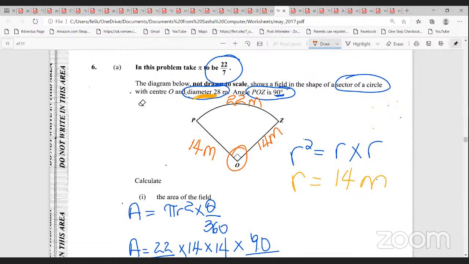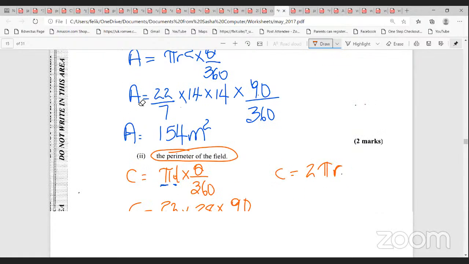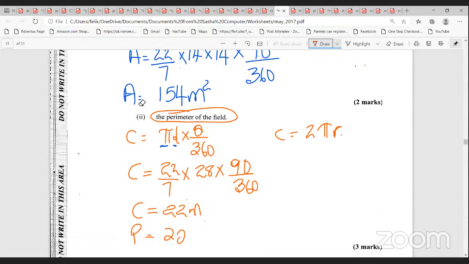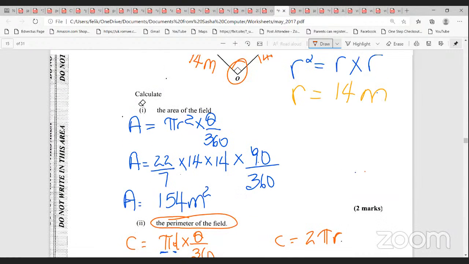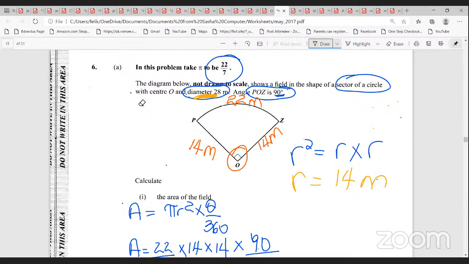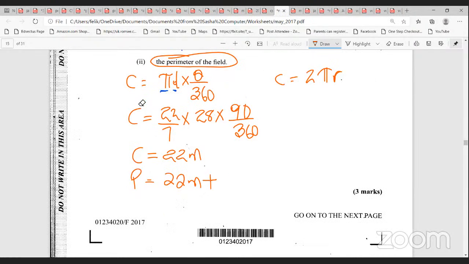Add all around. Well done, darling. So for the perimeter I'm going to add my 22 meters, which is for the arc PZ. And I'm going to add the length for PO and the length for OZ. So that's my 14 plus my 14 meters. And what do I get when I add these up? 50 meters. And there goes the perimeter of the field.